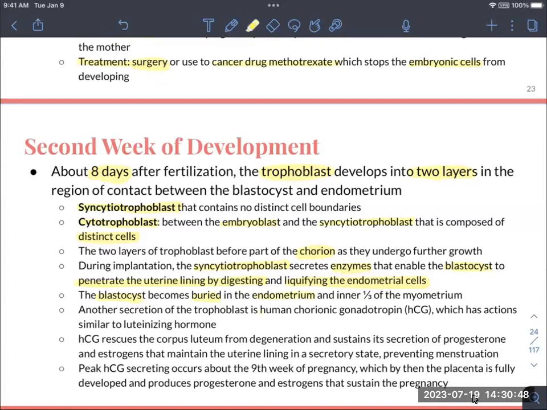The trophoblast also starts to secrete that human chorionic gonadotropin, that hormone. That's what saves that corpus luteum, that area where the secondary oocyte was released out. So we keep that from degenerating. So that can keep those levels of progesterone and estrogens high enough to keep that uterine lining. It prevents that menstruation. This HCG peaks at about 9 weeks of pregnancy. That is when the placenta is fully developed. By that point, the placenta can produce the progesterones and estrogens that are needed to maintain that pregnancy.